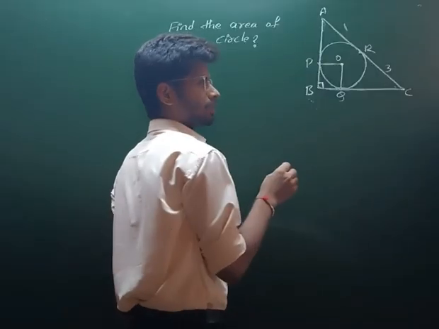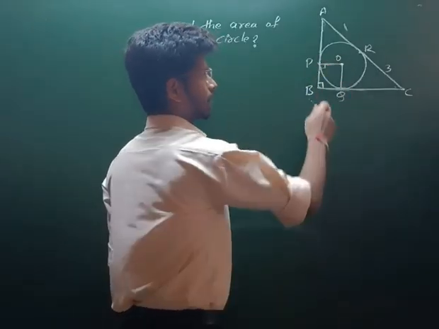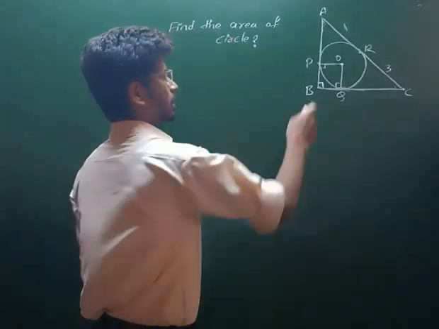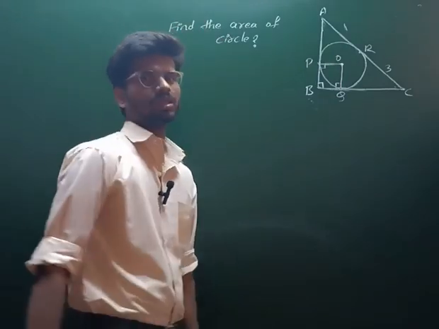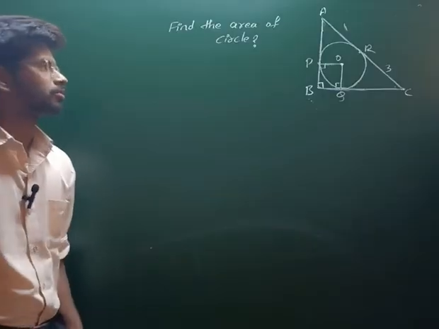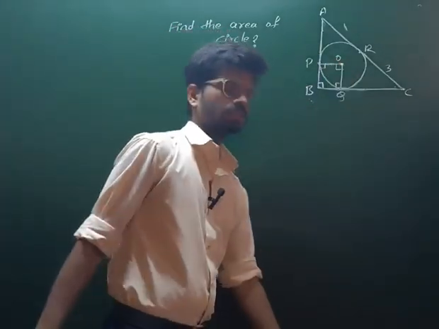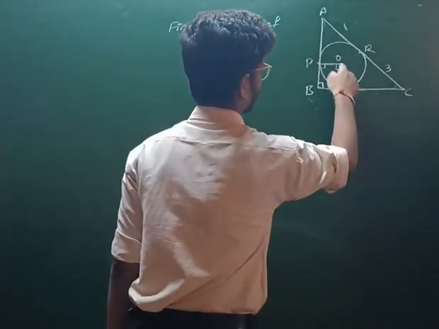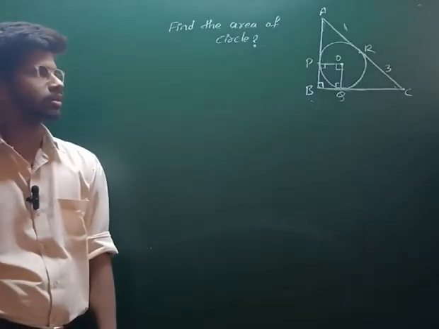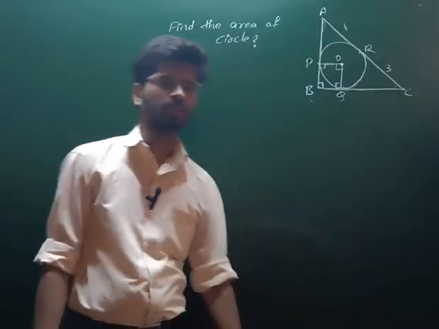We know that the angle between the radius and the tangent is perpendicular, that is 90 degrees, and here also the radius and tangent are perpendicular, 90 degrees. In any quadrilateral, the sum of all the angles is 360 degrees. So if three angles are 90, then the fourth angle should also be 90 degrees. And these two radii are equal. So clearly OPBQ will be a square.